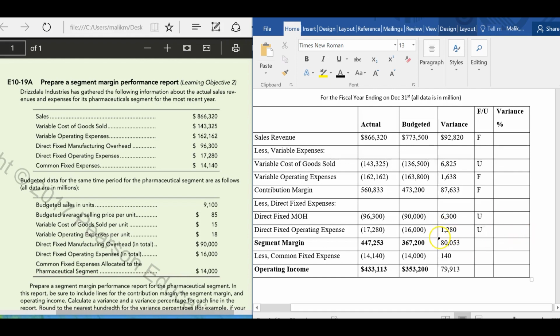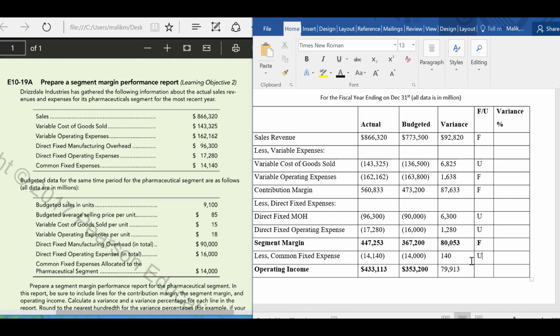Again, now we can compare the segment margin, and segment margin is the income or the item that increases your operating income. And if you compare these two numbers, actual number is higher than the budgeted one, so it is a favorable one. The last expense item is the common fixed expense. It's an expense item, and compare the actual versus budgeted. Actual expense is higher than the budgeted one, so it's unfavorable.